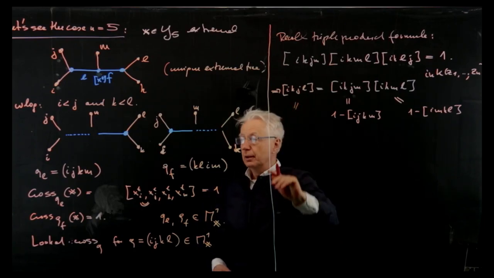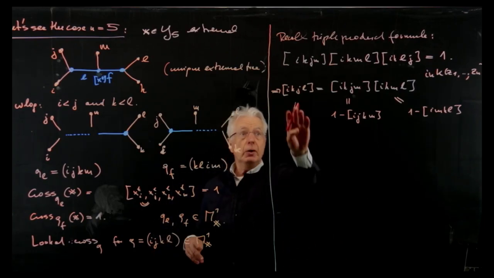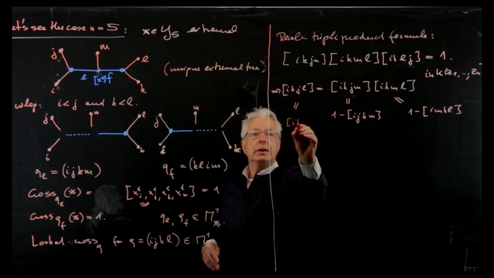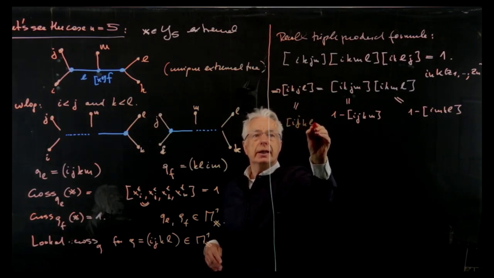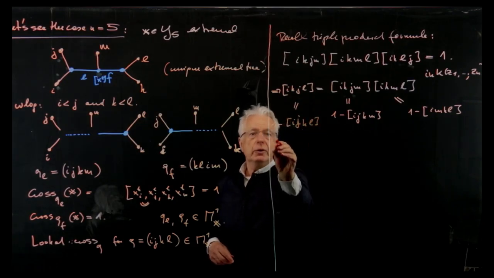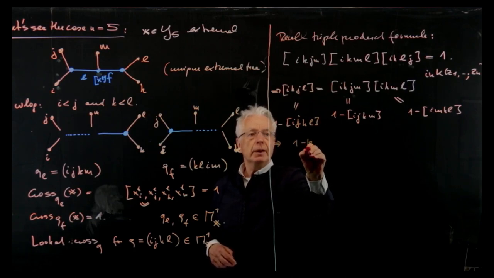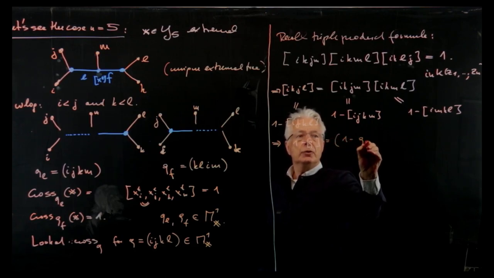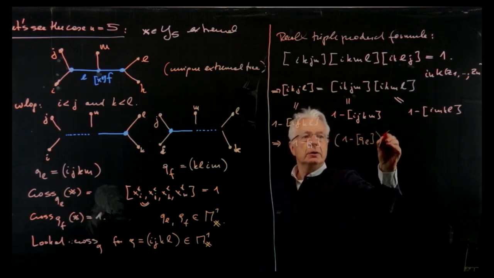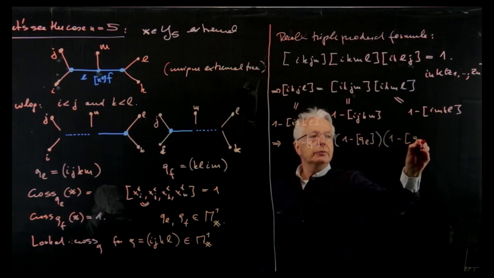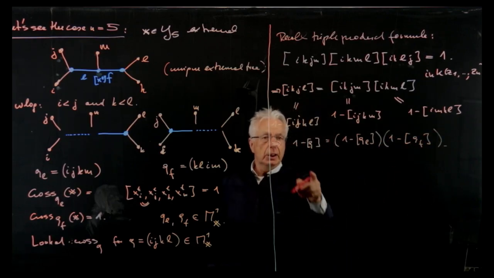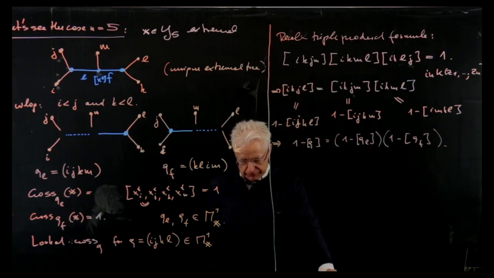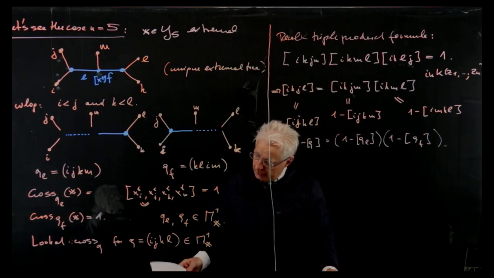And this one is not Q yet. It's almost. We always have to switch K and J. This is 1 minus IJKL. So what follows is that 1 minus Q, and I write it like this, is 1 minus QE cross ratio times 1 minus QF. And now we have Q expressed in terms of the other ones, as a rational function. So that's the main trick.